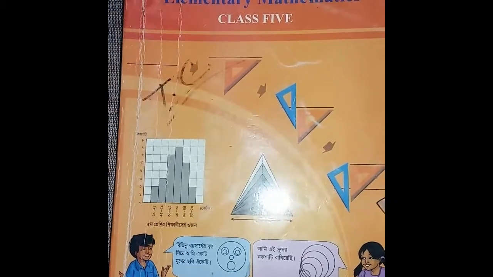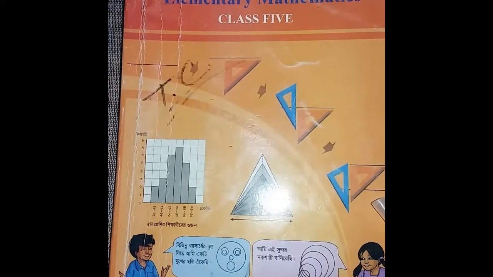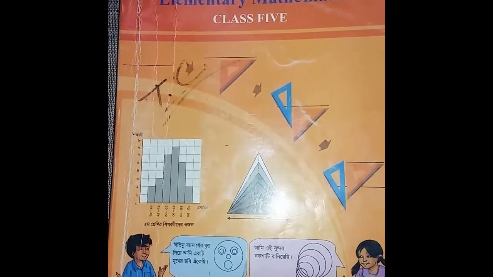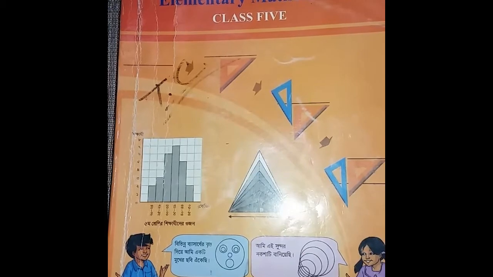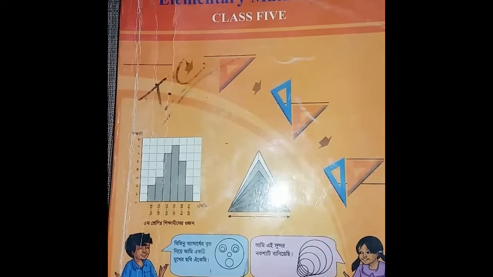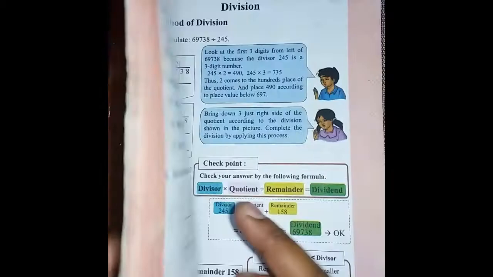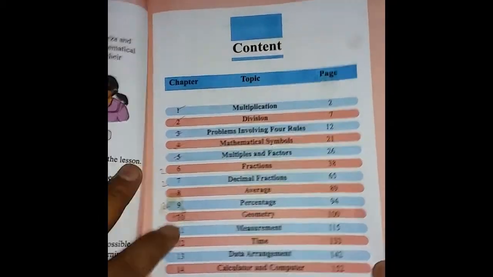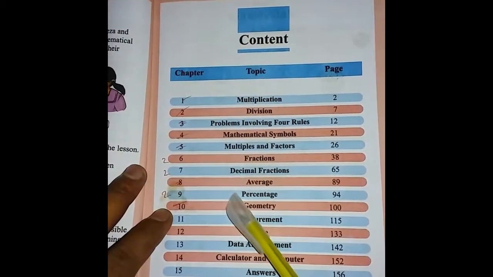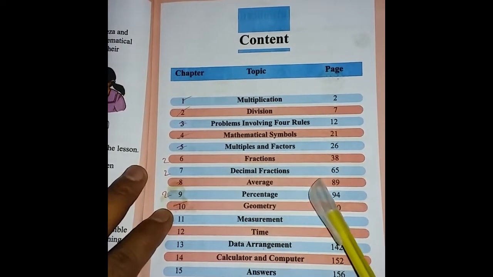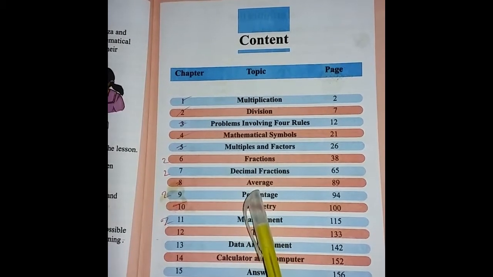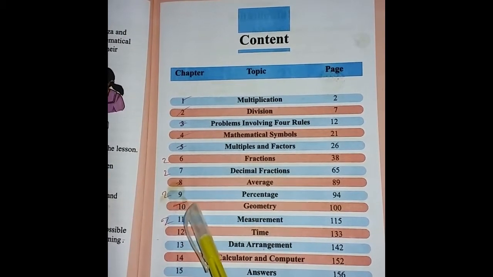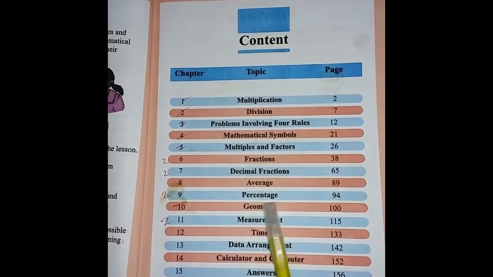Let's start the class. Yes, it is our class number 10. So today we are going to start a new chapter and we are going to learn some new things. I think you have already guessed which chapter, because we have already finished chapter 7, Decimal Fraction, in the first term. We have all completed average. Now we are going to learn about percentage.